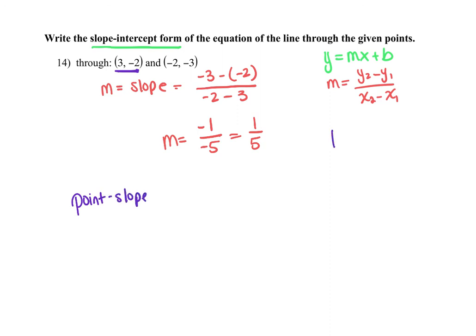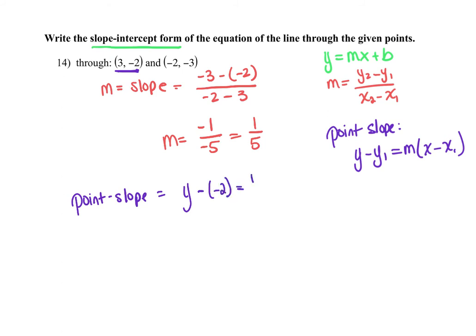And just a reminder, your point slope equation is y minus y1 equals m times x minus x1. You could plug it back into your slope-intercept and just solve for b if you want to, and then plug everything back in. This will just get you straight to it. So I have y minus my y1 equals m that I just figured out, times x minus my x1.